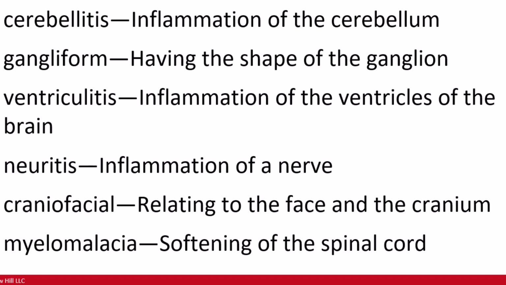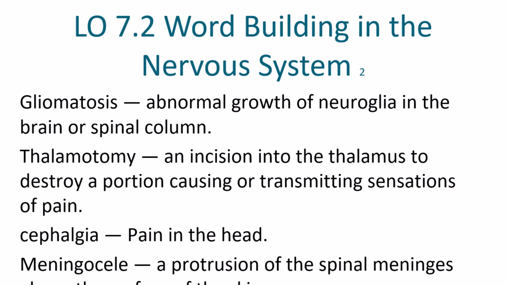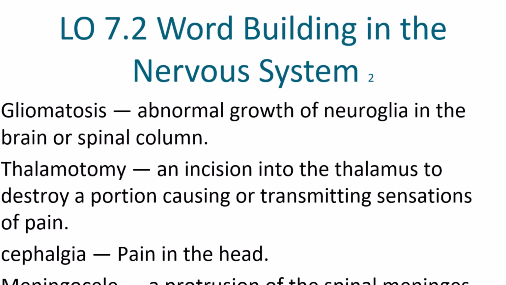The myelomalacia, the softening of the spinal cord. So malacia is our word part for softening, and myelo is that spinal cord. Then we have gliomatosis. Gliomatosis is an abnormal growth of neuroglia in the brain or spinal column. Thalamotomy is an incision into the thalamus to destroy a portion causing or transmitting sensations of pain.